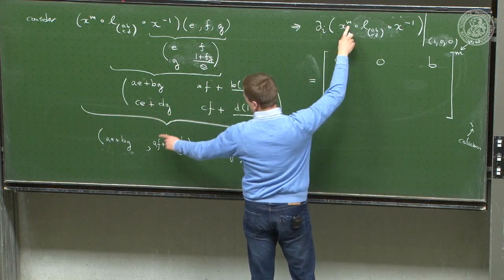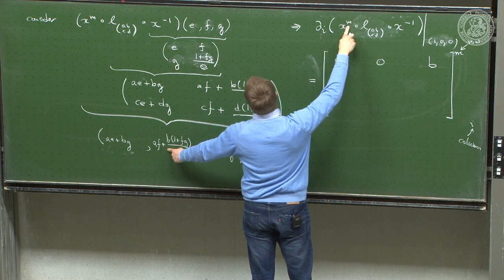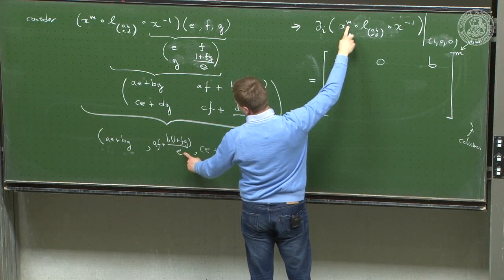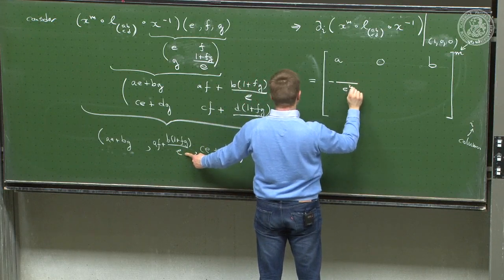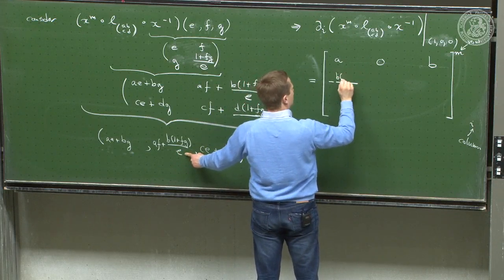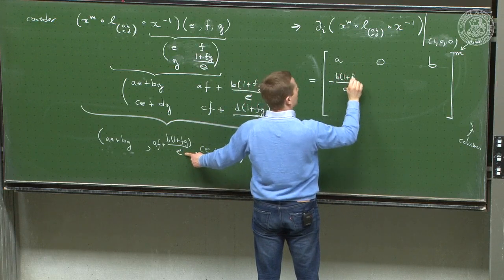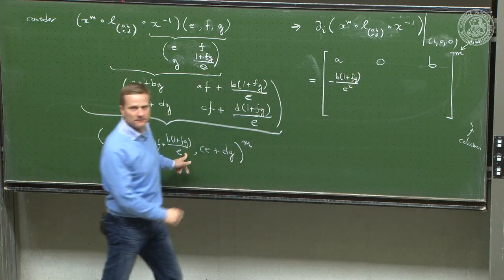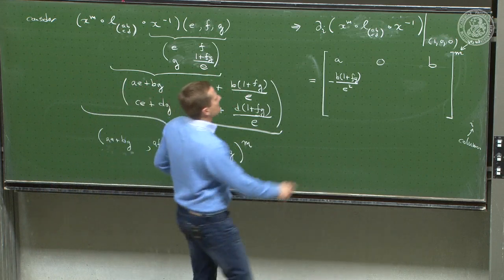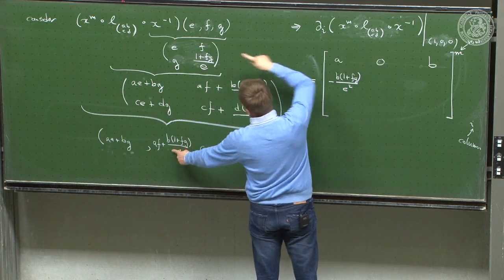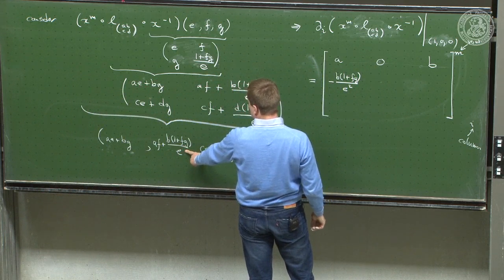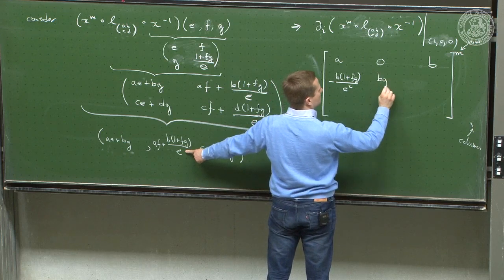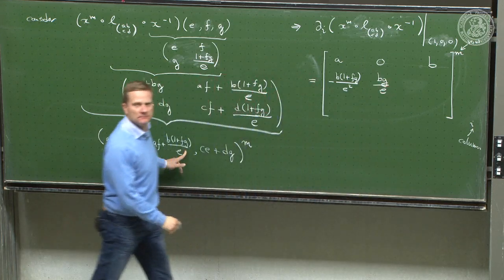So we look at the second one. This is this guy. We derive with respect to e. Not a problem. This is minus this thing by e squared of b1 plus fg. Agree? Now we take, again, the second. We derive with respect to the f. That's not more complicated. That's bg by e. Agree? Okay.